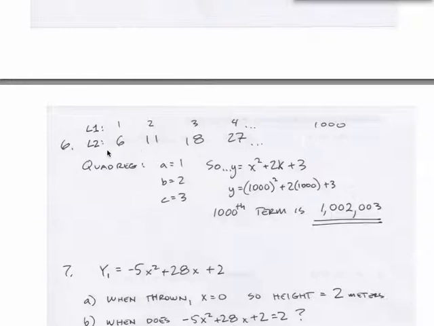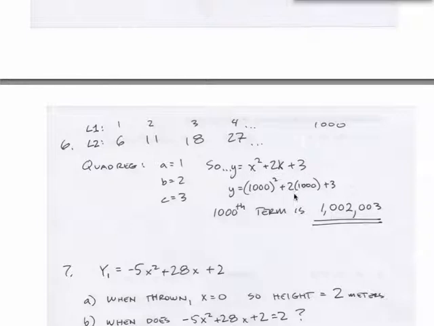You can't solve this without knowing how to do quadreg in your calculator. You put 1, 2, 3, and 4 into L1 of your calculator. You put 6, 11, 18, and 27 into L2. Then you just go quadreg on it, and you'll see that A is 1, B is 2, C is 3.